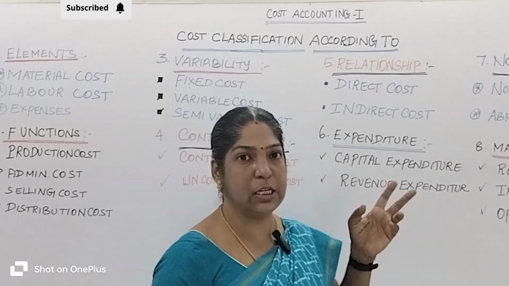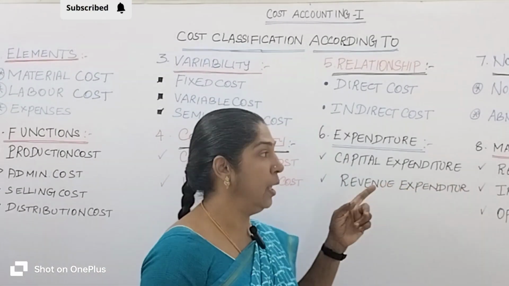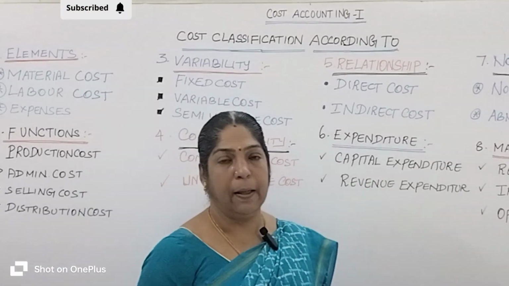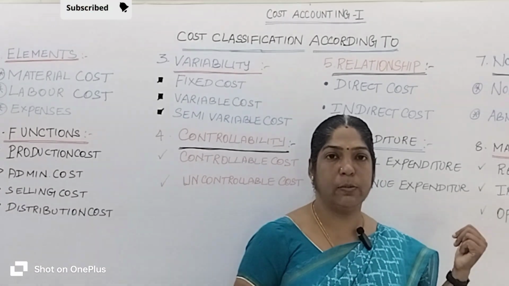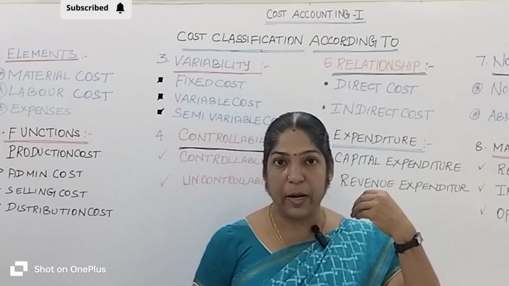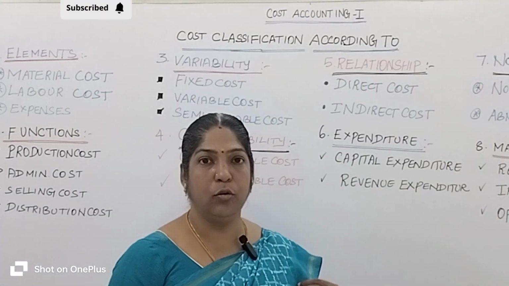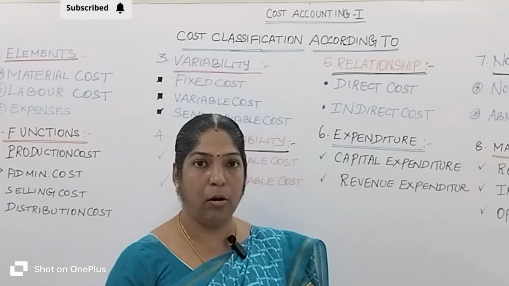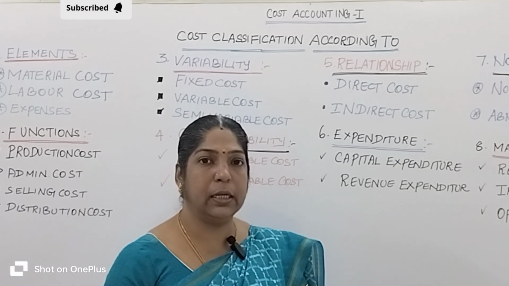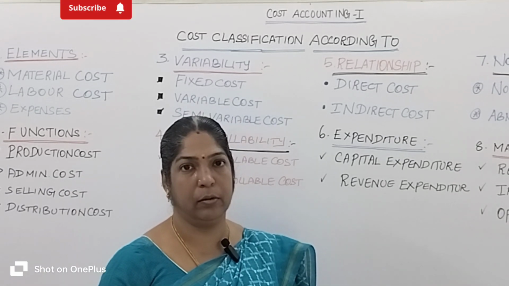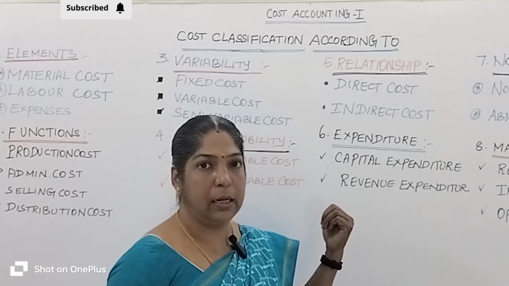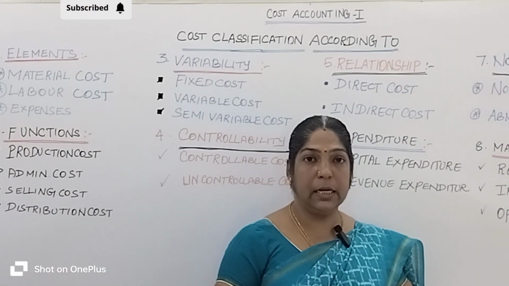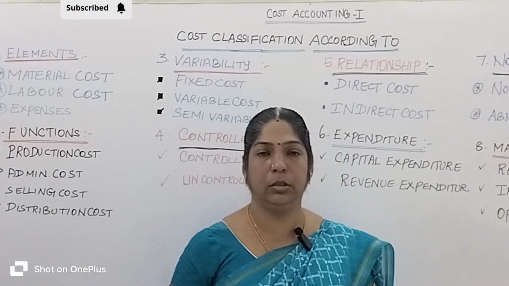Let's come to the next topic, that is cost classifications according to expenditure. If you take expenditure, there are two classifications. What are they? Capital expenditure and revenue expenditure. Let's take capital expenditure. What is meant by capital expenditure? When you spend money for buying or improving fixed assets, that is called capital expenditure. It gives benefits for the long term.